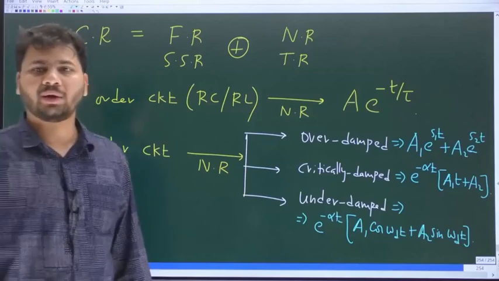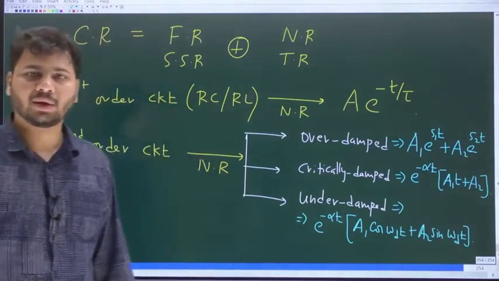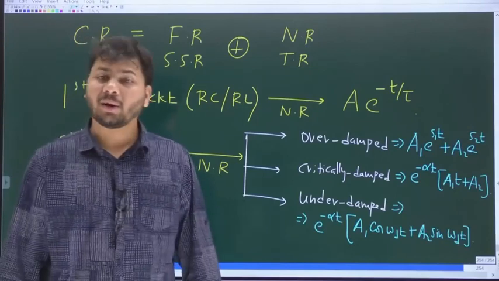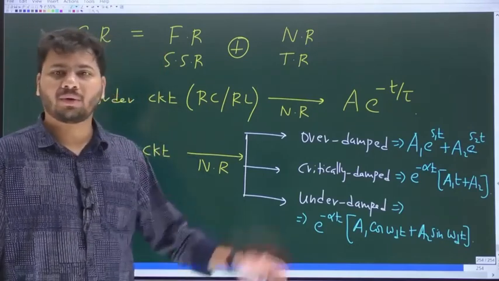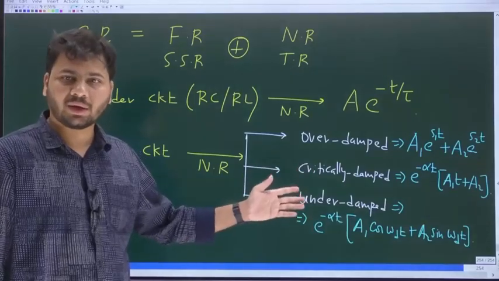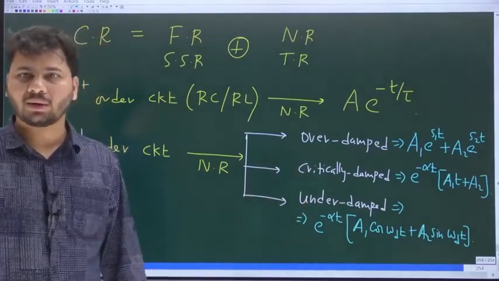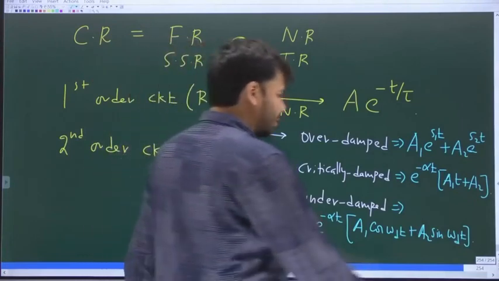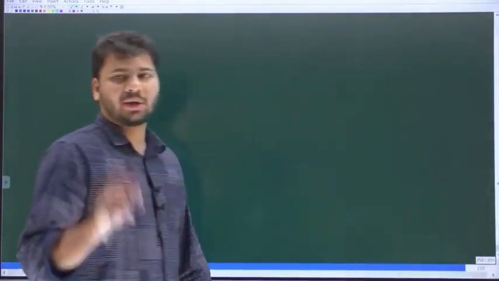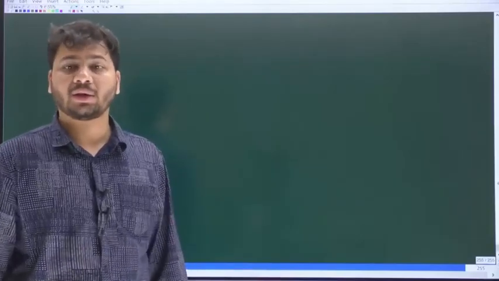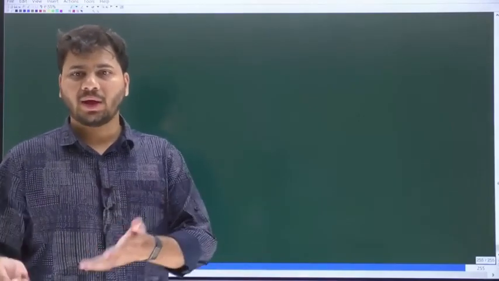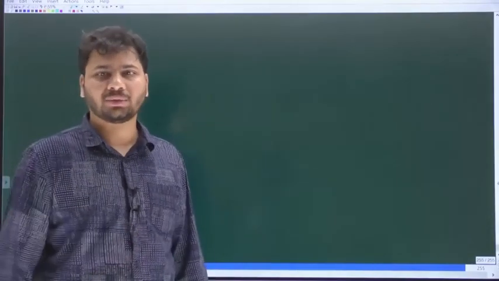a1 cos omega dt plus a2 sin omega dt. So these are the forms of the natural responses in case of overdamped, in case of critically damped, and in case of underdamped. Okay. Once you write the natural response, you should add the steady state response or the forced response to the natural response to get the complete response.